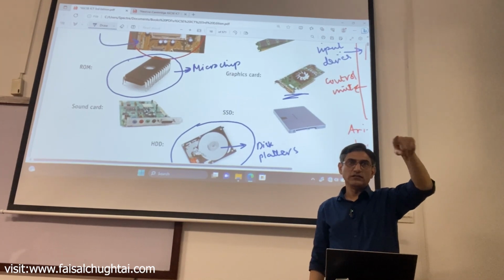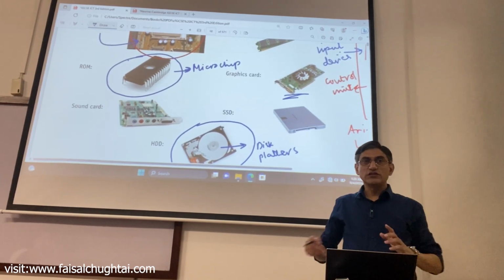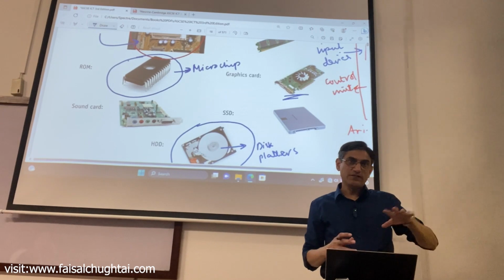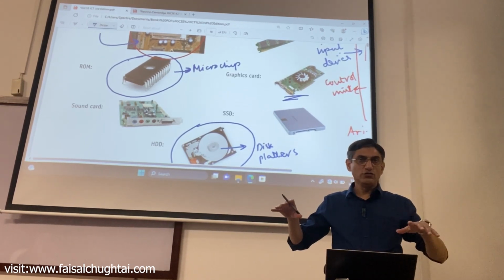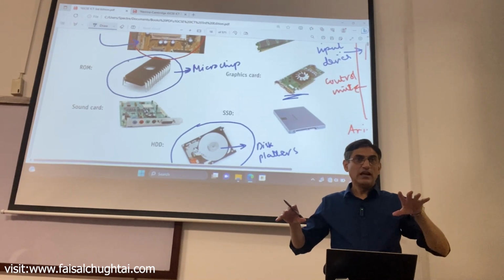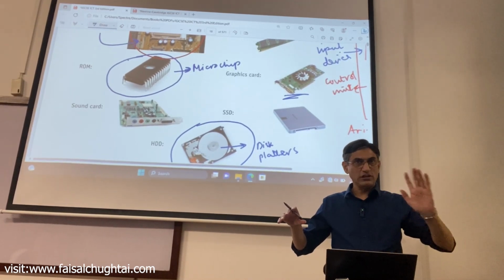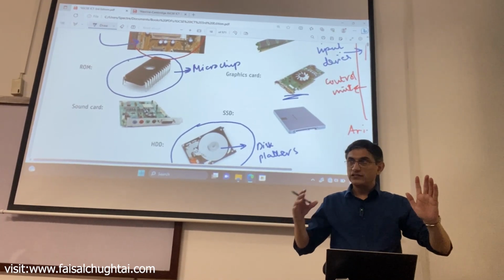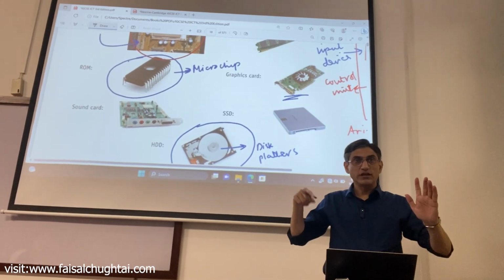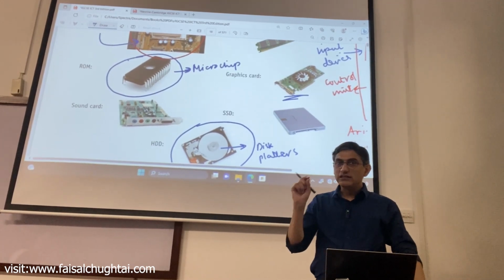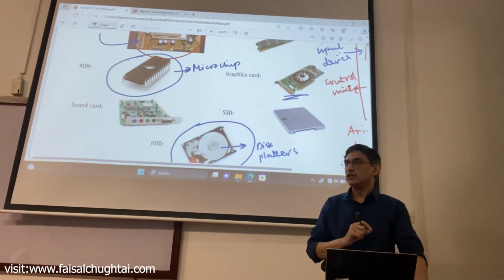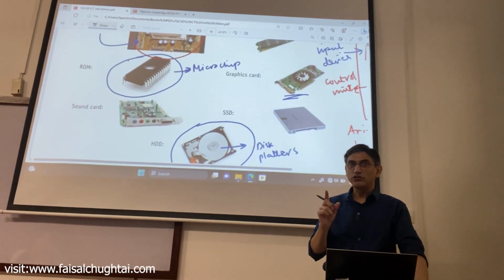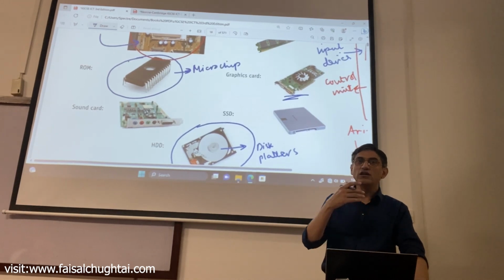Hence, your point that you made a little while ago, where you said that SSDs are faster than hard disk drives. Well, now you know what the reason is. The reason is that SSDs are totally electronic memories. Hard disk drives are electromechanical. Anything that has mechanical movement will be slow in operation compared to something which is all electronic.